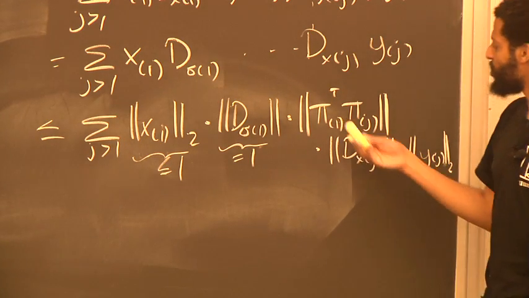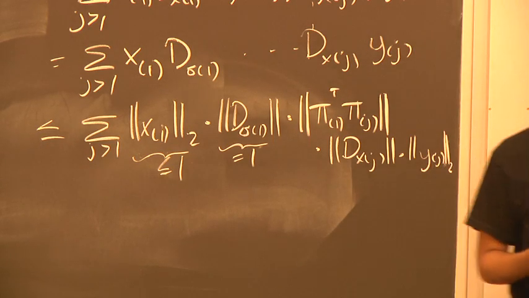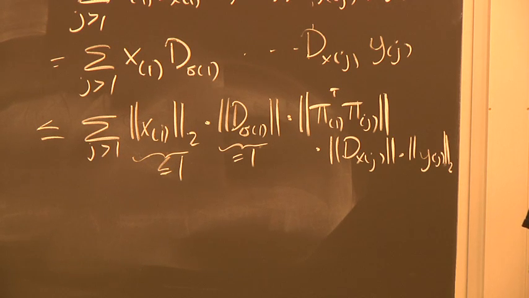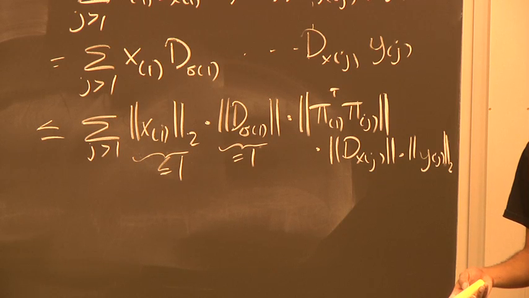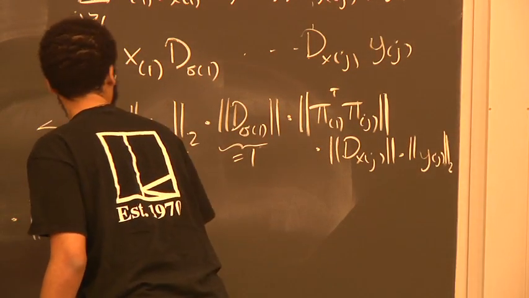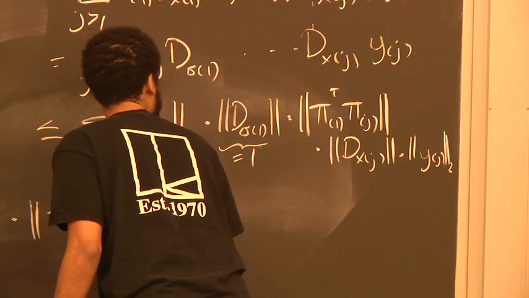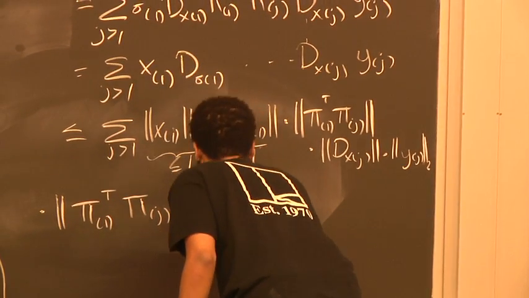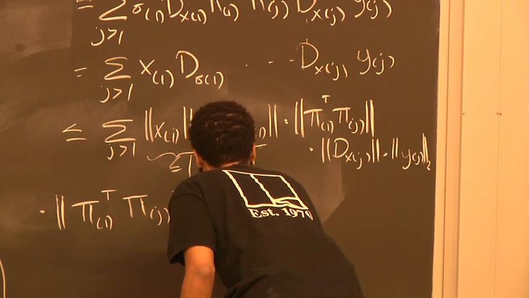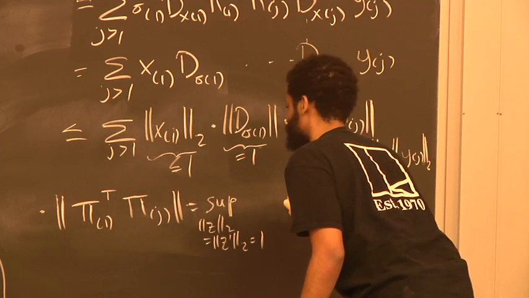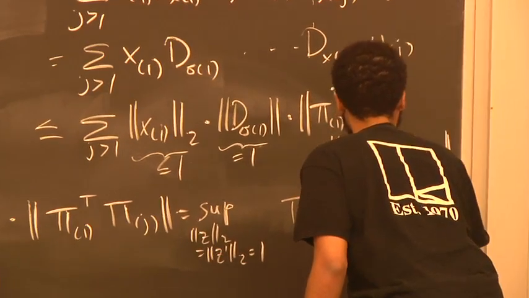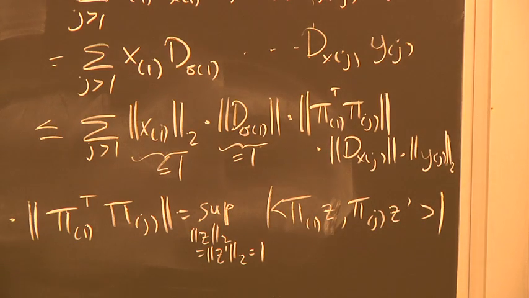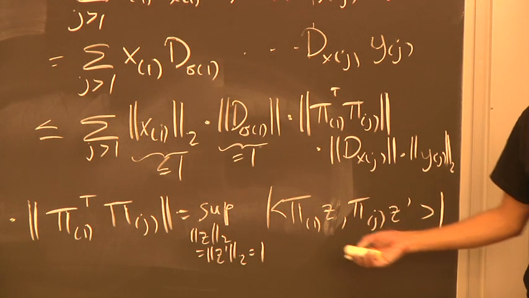Now, what is the operator norm of this matrix? So in general, if you have a matrix M, the operator norm is the sup over all z of unit norm, z transpose m z prime. Right? So notice that the operator norm of pi 1 transpose pi j is just the sup over z prime of unit norm of pi 1 z times pi j z prime. Right? That's the definition of the operator norm. But this is exactly something that we bounded last time.